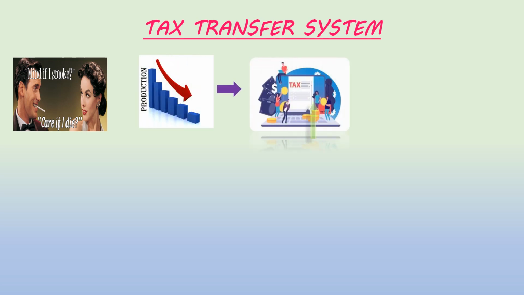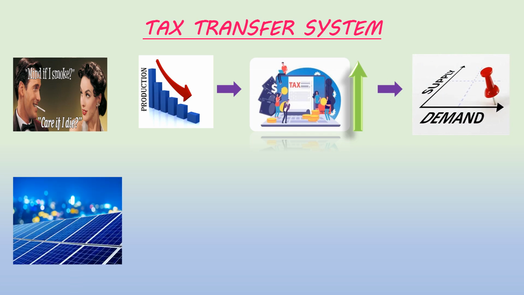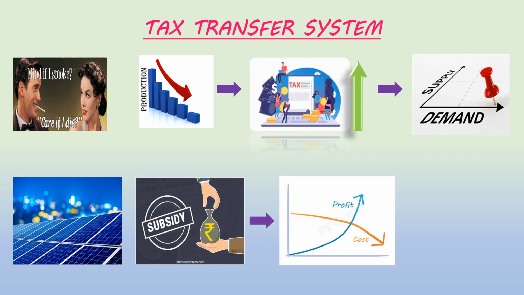To reduce the production of that commodity, a higher rate of excise duty or sales tax may be imposed on that commodity. As a result, the price of the commodity will increase and its demand will fall. Similarly, to encourage the production of commodities such as solar panels, subsidies are granted to its production. This will reduce its cost of production and make it more profitable. Then the production of solar panels will increase.